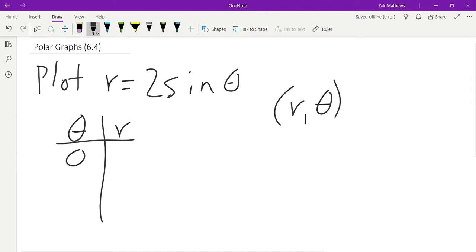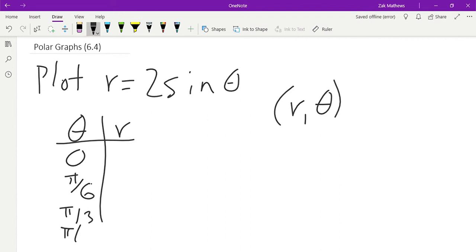So let me take some values. We'll take 0, pi over 6, maybe pi over 3, pi over 2, and I'll plug these in. So sine of 0 is equal to 0. Sine of pi over 6, we get 1/2, and then we multiply that by 2, we get 1. Sine of pi over 3 is root 3 over 2, times 2 is root 3. Sine of pi over 2, we'd get back to the whole 1, and then we multiply that by 2, so we get 2.